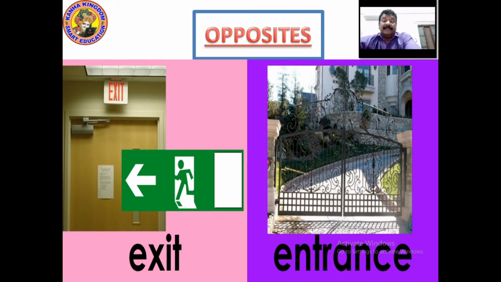Whenever you see the main gate of a bungalow or a building, entrance. There is a gate at the entrance. Entrance, exit. When you talk about exit, opposite of exit is what? Entrance. Opposite of entrance is what? Opposite of entrance is exit. Please write it down.